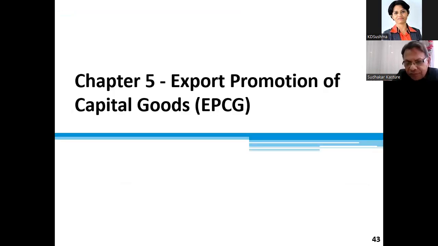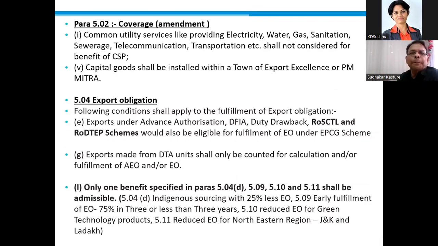In chapter 5, common utility services, the government has created towns of excellence. They have added a few more towns in the clusters. And in clusters, if you want to create some common utility services, then such capital goods can be imported under this particular scheme, Town of Excellence or PM MITRA. You will have to refer to those.